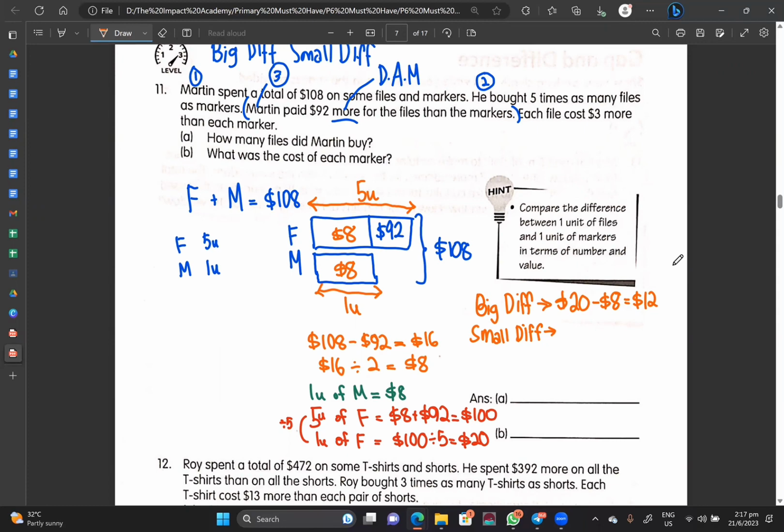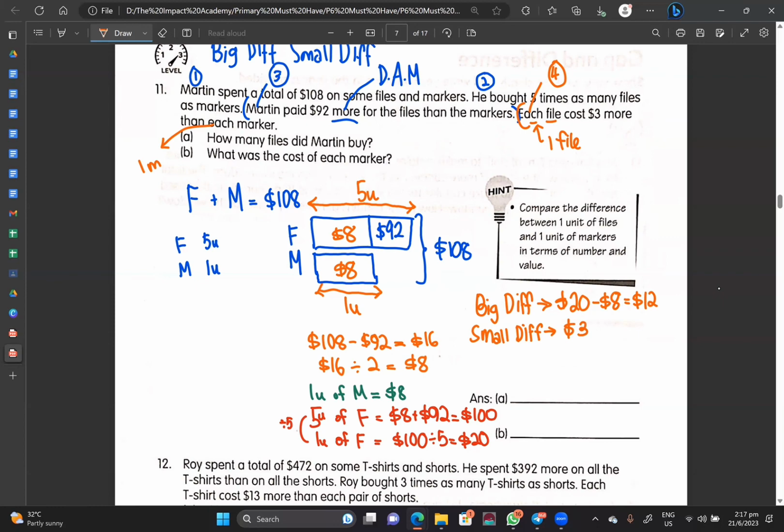Understand? Small difference is 1 file, 1 pen, 1 marker, 1 whatever versus 1 file, 1 marker, 1 pen, 1 whatever. Understand? So it's 1:1. So small difference over here, as you can see in sentence number 4, it says each file. Can you see this means 1 file? Right? And then each marker. Can you see this means 1 marker? Right? That means to say the small difference is just $3. And it is given in the question, which is an amazing thing, because once it is given in the question, you just have to write it down.